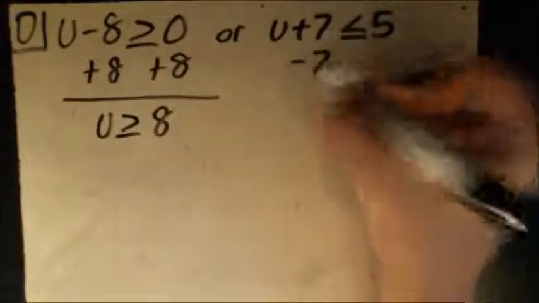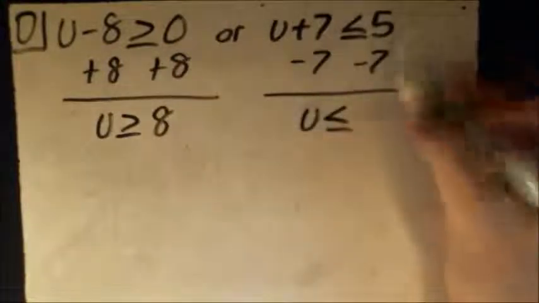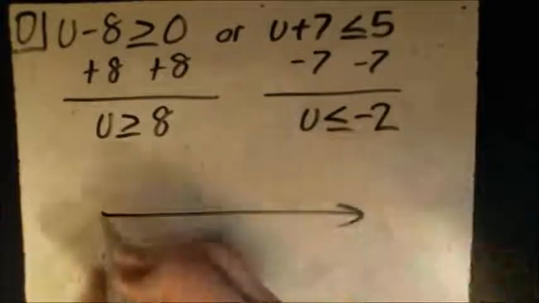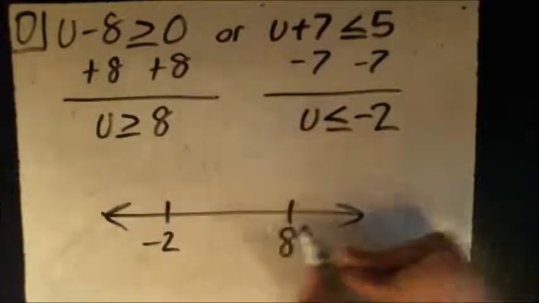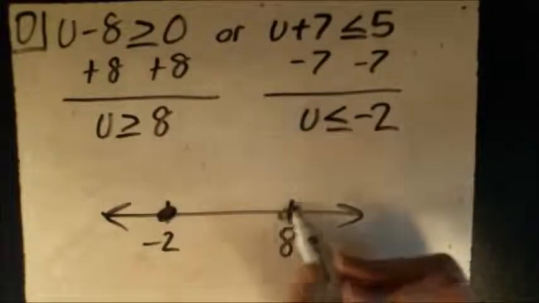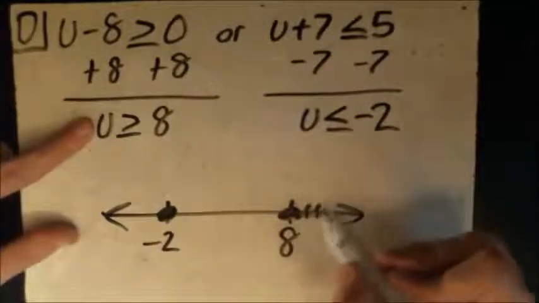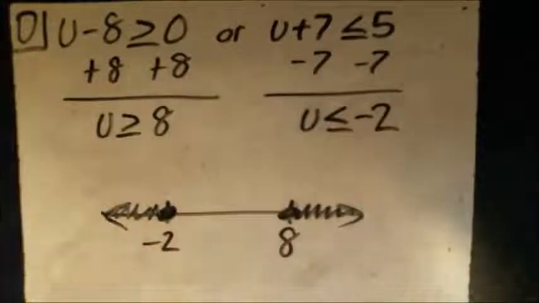And on this side, I've got to subtract 7 from both sides. So I got u is less than or equal to 5 minus 7, which would be negative 2. So on my number line, I've got negative 2 and positive 8. Both are closed circles. And I have to shade to the right of 8, but to the left of negative 2. So my graph has 2 dots, but they're going in opposite directions with their shading.